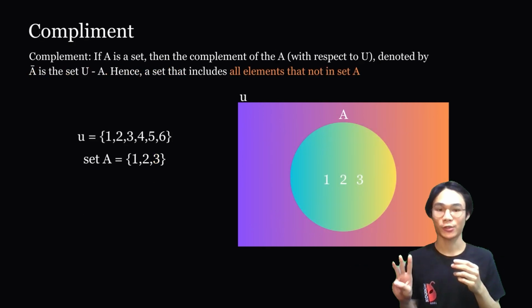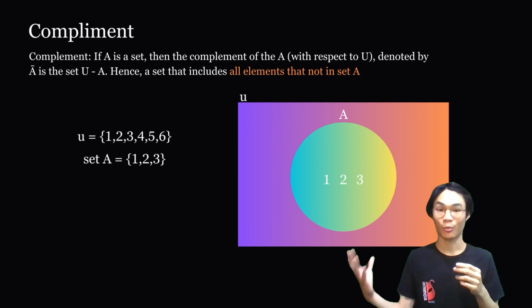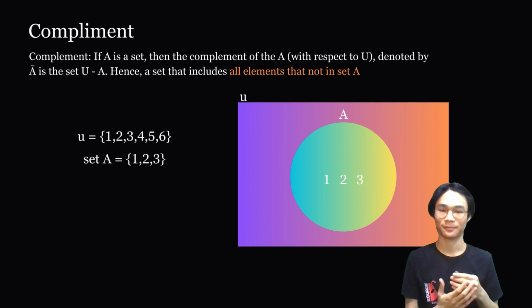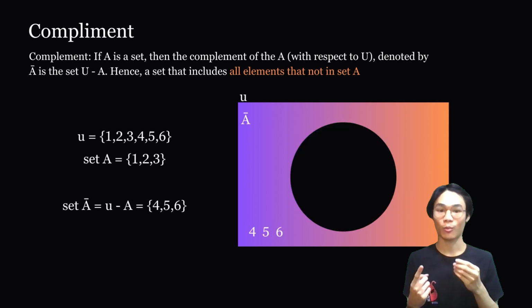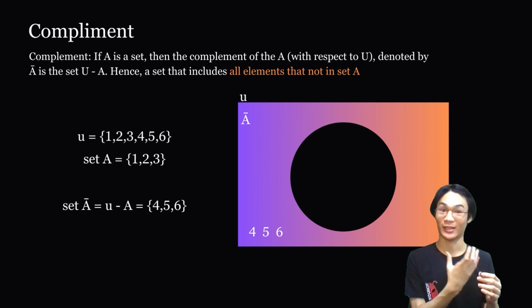For the third operation, we have complement. Complement is sometimes called inverse. Basically, the complement of A means you include anything that is not in set A. And let's look at the example. We have a universe that contains 1 to 6 and set A that contains 1, 2, and 3. In this case, A complement is denoted by the symbol A bar. The result is going to be 4, 5, and 6, which is anything that is not in set A and is in the universe.